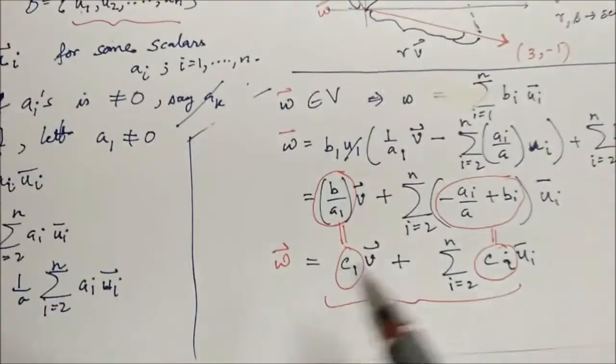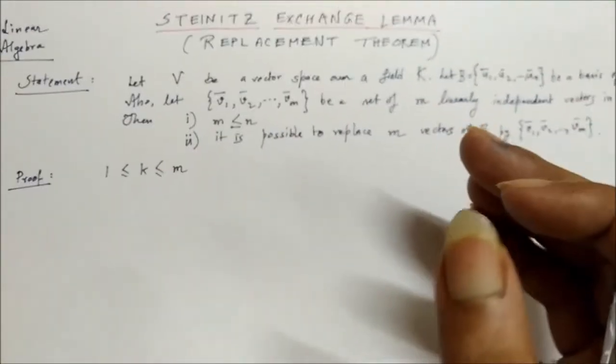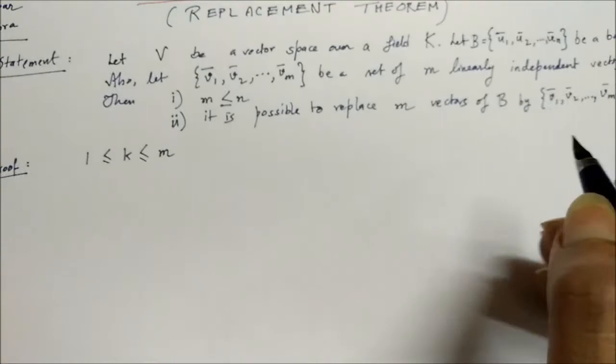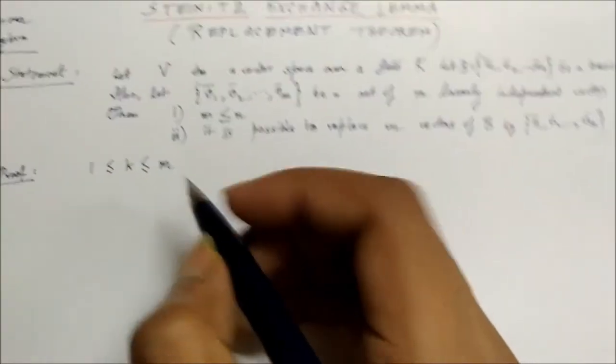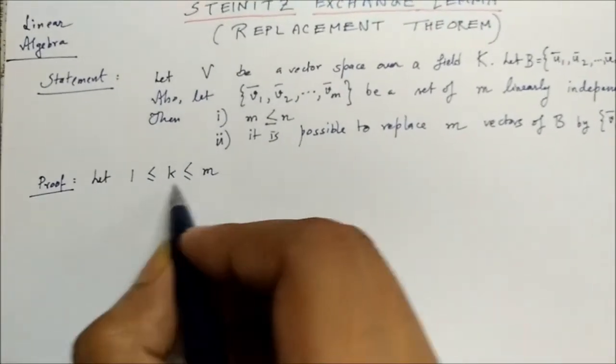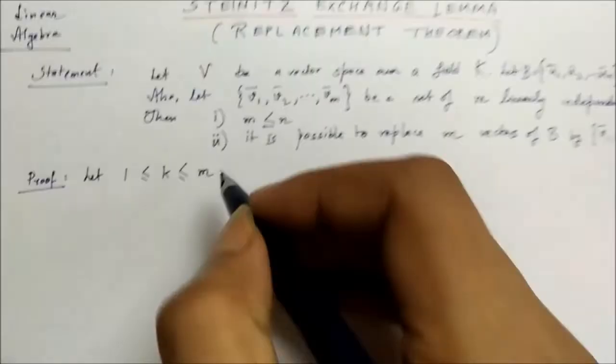This result we just proved can be called the simple replacement lemma, where we are replacing one vector out of the basis. So now if you look at the Steinitz exchange lemma, it is nothing but a more generalized version of the simple exchange lemma, right? We are talking about m vectors to be replaced. So let's go into the proof. I'm sure it looks a bit more understandable now. So let k be any natural number ranging from 1 to m.